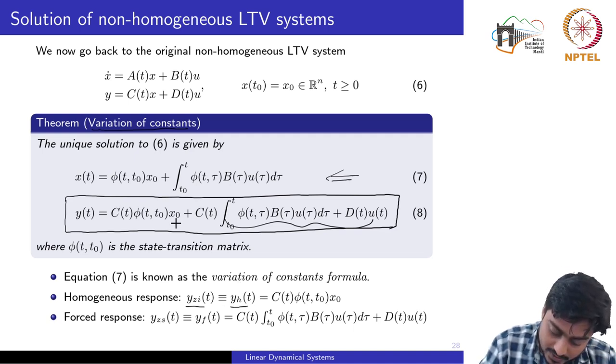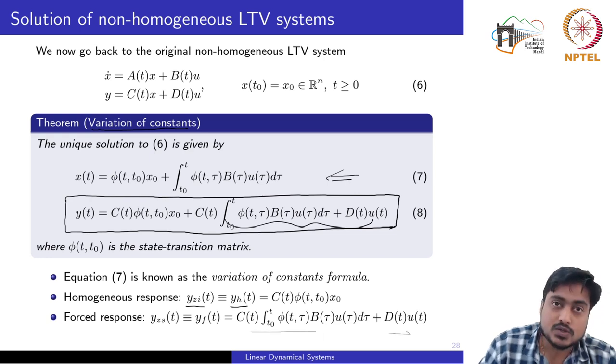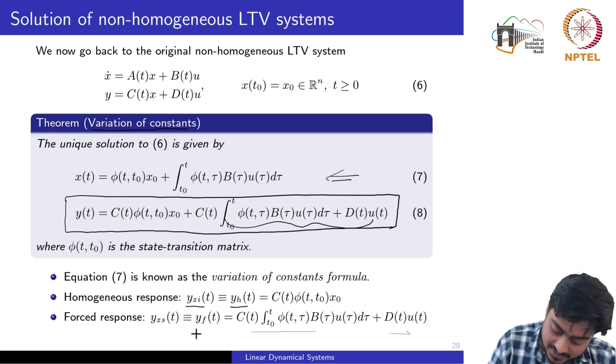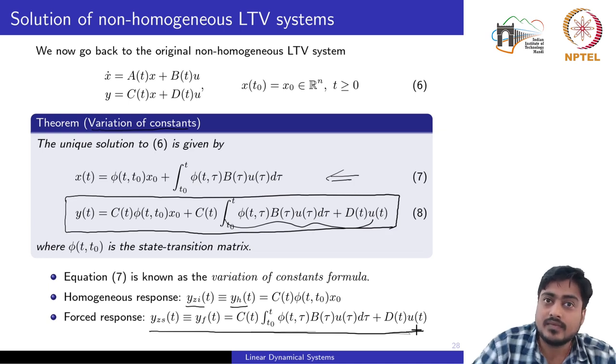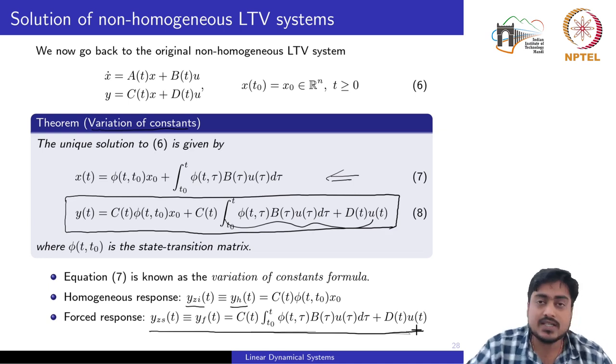Now if we have the initial state x naught equal to 0, then the only response is this one, because of the input signal, and we call it either the zero state response or the forced response, which is given by this part. If you see some similarity with the previous lecture, basically in the last lecture we discussed only this response. We will see what the relationship is between the impulse response and the state space representation of the time varying system.